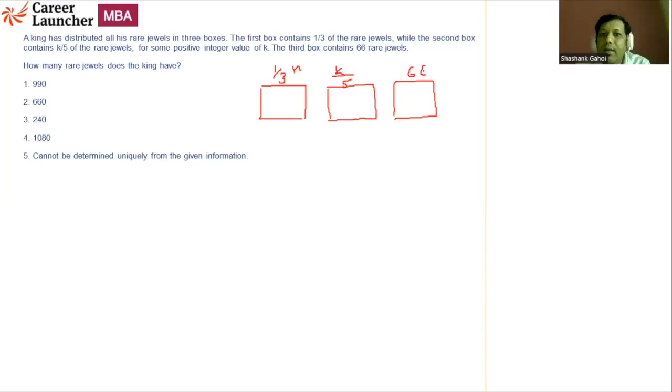So let's say there are a total of n jewels. So if there are a total of n jewels, the first box contains 1/3 of n, the second box contains k by 5 of n, and the third box contains 66, and that should be equal to the total value of n. Okay. So I can say k by 5 of n plus 66 is equal to 2 by 3 of n. Okay. So 66 is equal to 2 by 3 of n minus k by 5 of n.